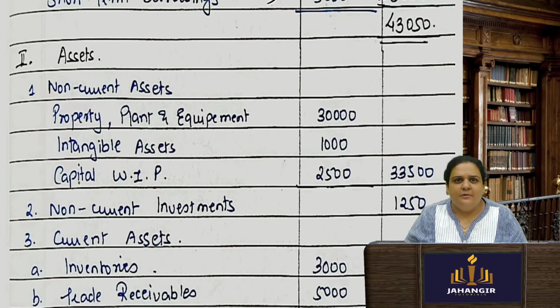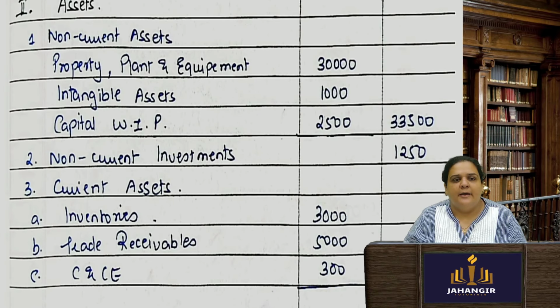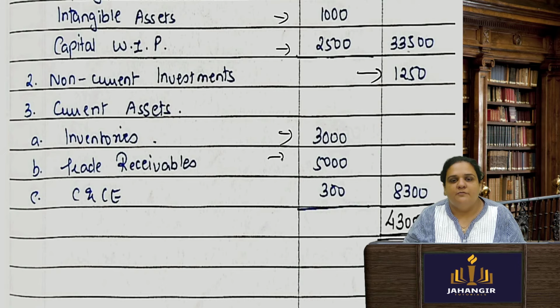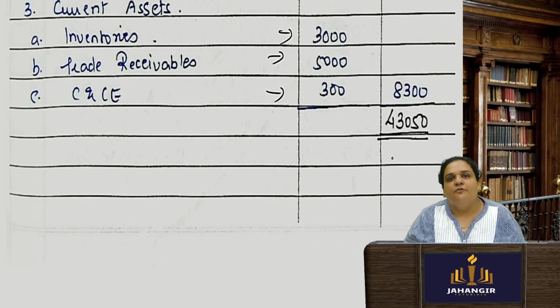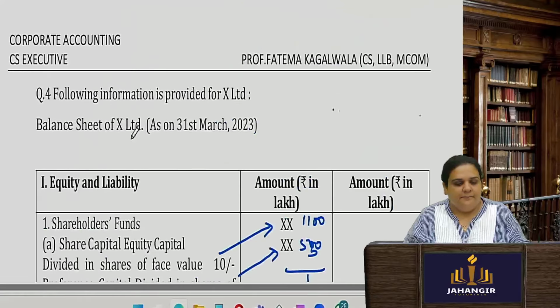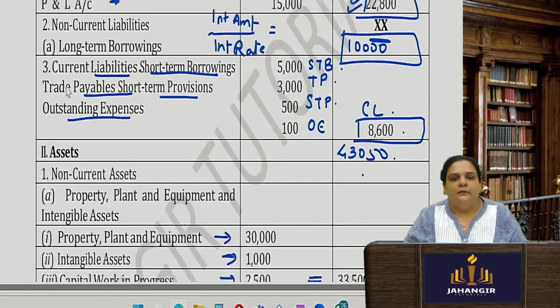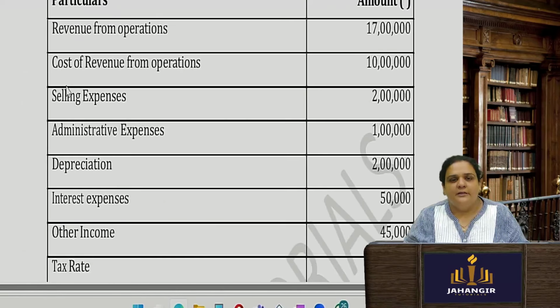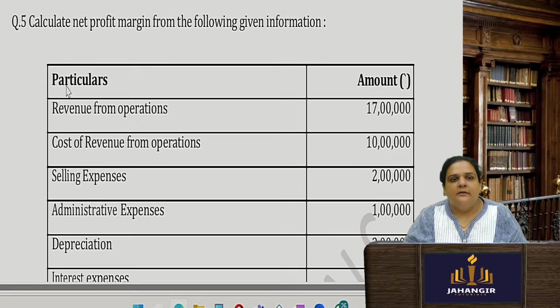43,050. Same, you have to just copy paste your entire balance sheet. Plant, equipment, intangible assets, work in progress, non-current investments we found out, inventories also we found out, all the rest is given. 43,050 tallied. Obviously it will tally. That is how we have done the sum. Okay, we just have to fill in the entire blanks.